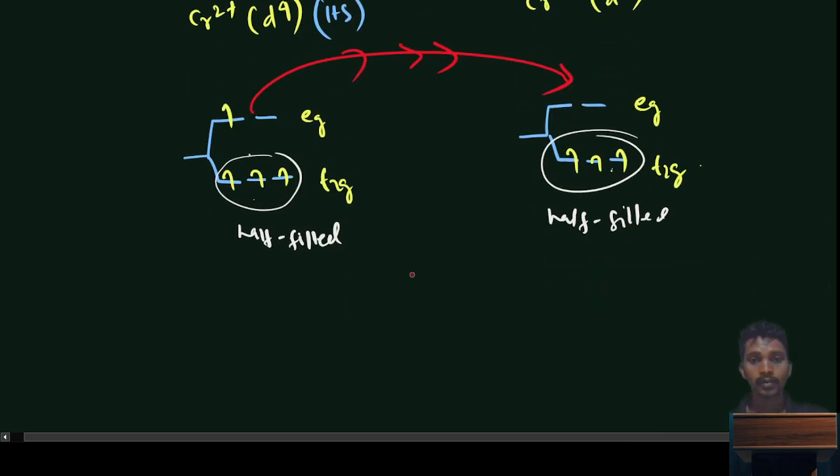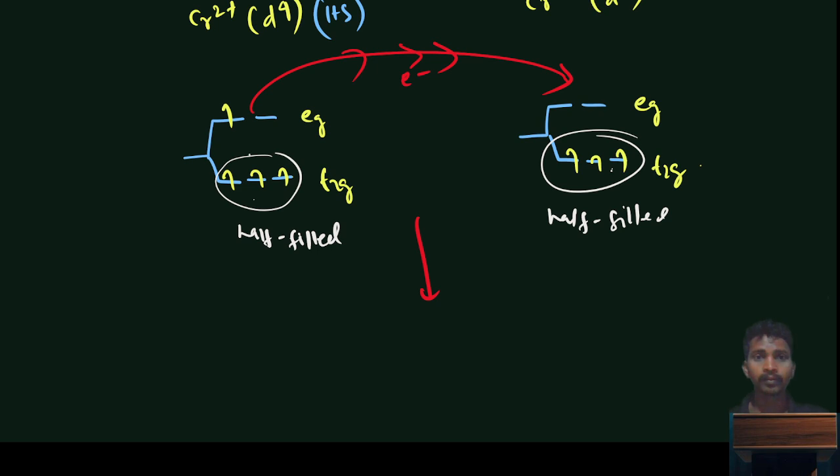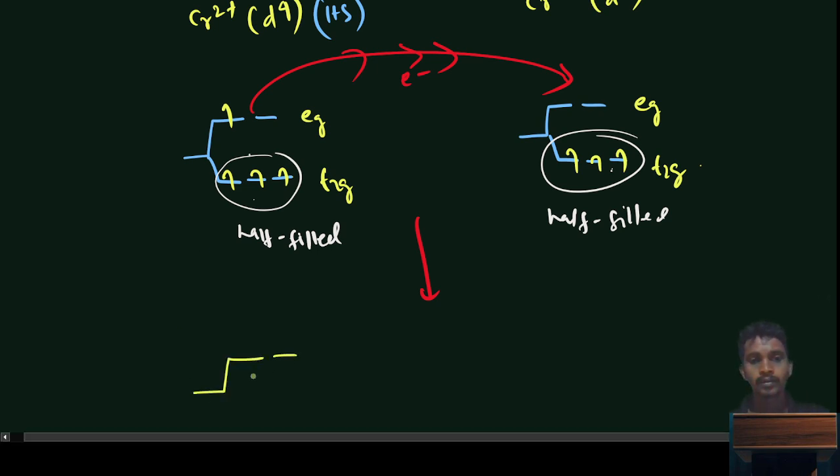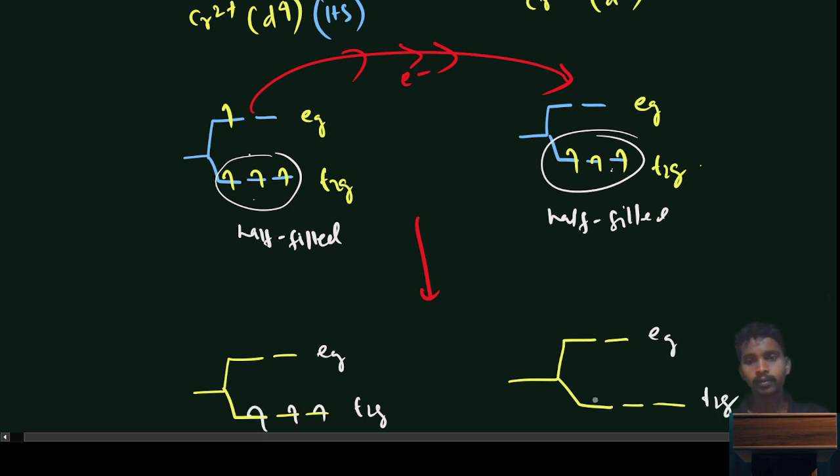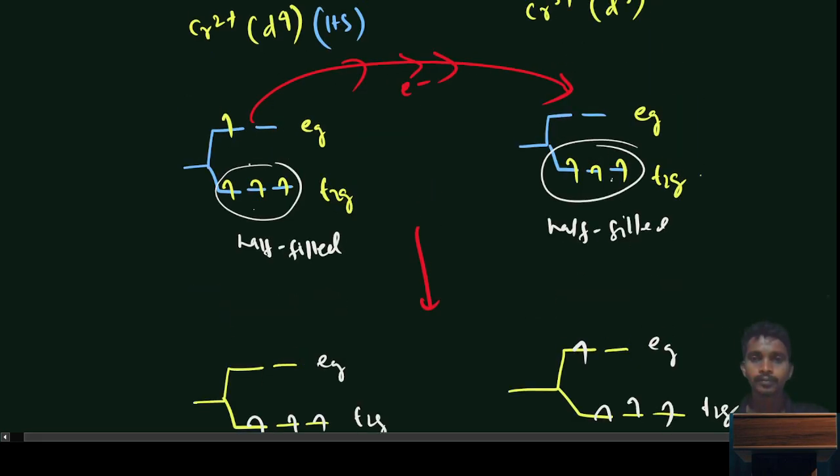So after electron transfer, what will happen? This becomes Eg and this is T2g, this is Eg and this is T2g, and that is going to be 1 2 3. This becomes 1 2 3. So this is what happens after we do the electron transfer.